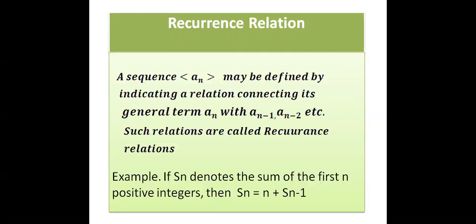Let's suppose, I will give you a simple example. The sum of the positive integers can be written as n(n+1)/2. Let S_n denote the sum of the positive integers. If I take the nth term, the remaining S_(n-1) is the sum of the n-1 integers, so I can write n + S_(n-1). S_n = n + S_(n-1) is the recurrence relation.